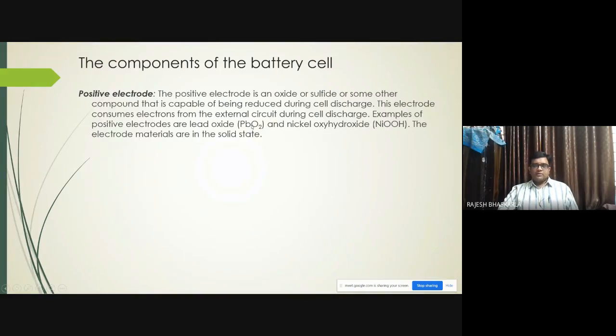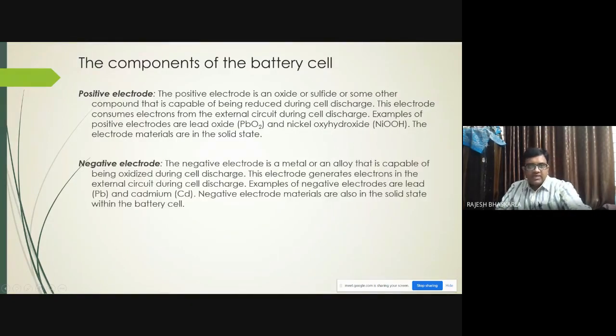Reduction means this PbO2 reacts with other material and it deforms. Similarly, the same thing happens at nickel hydroxide also. The nickel hydroxide material also reduces at its positive electrode. So this you have to remember: at the positive electrode, reduction happens during discharge, and at the negative electrode, oxidation happens.